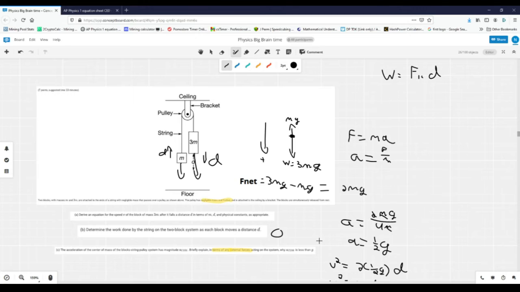Wait, I'm so confused. Why is it less than g? So imagine if you just had the one block, the 3m block, or for that matter the 1m block. Just imagine you have one of them. Oh wait, it's because they're pulling against each other, right? Yes, it's kind of like what we did at the top when we were finding velocity, where you had to find 2m. Okay, so that makes more sense. I'm sorry, it took me a minute to get there. You're good.